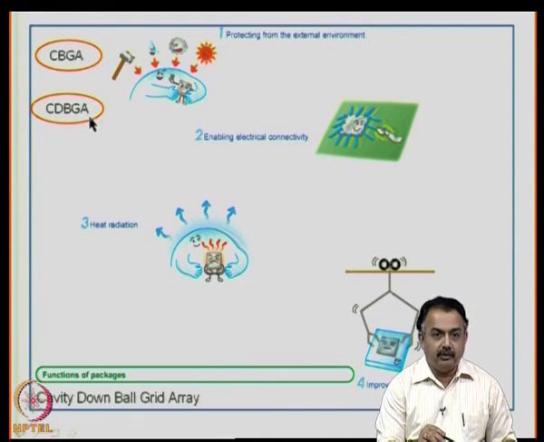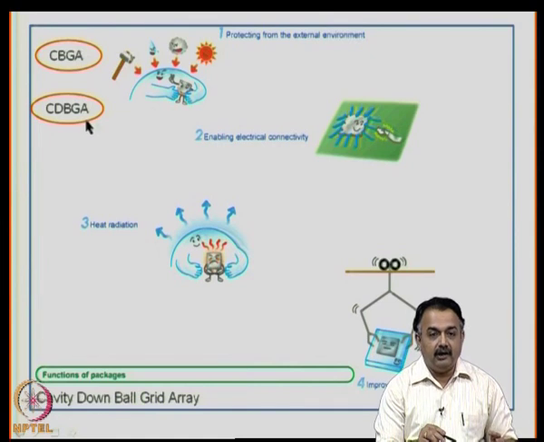Now, you should be able to in fact draw the cross section of each of these packages as we move along in this particular course, because you need to understand cross section of packages. You need to be able to draw down the cross section of packages to really understand the first level interconnect and the second level interconnect and the type of materials that are used.